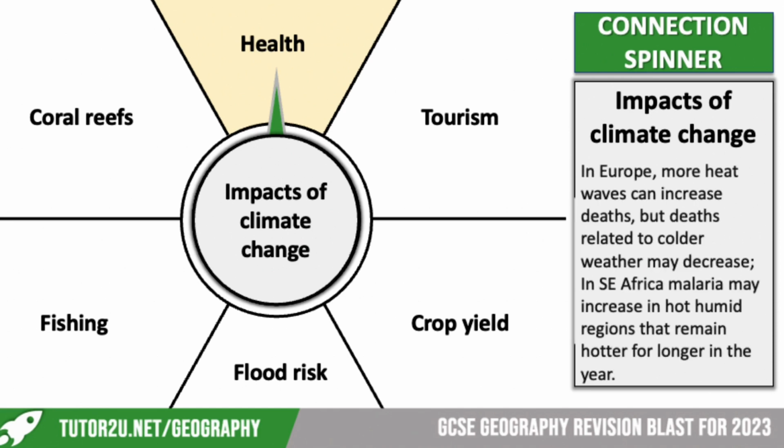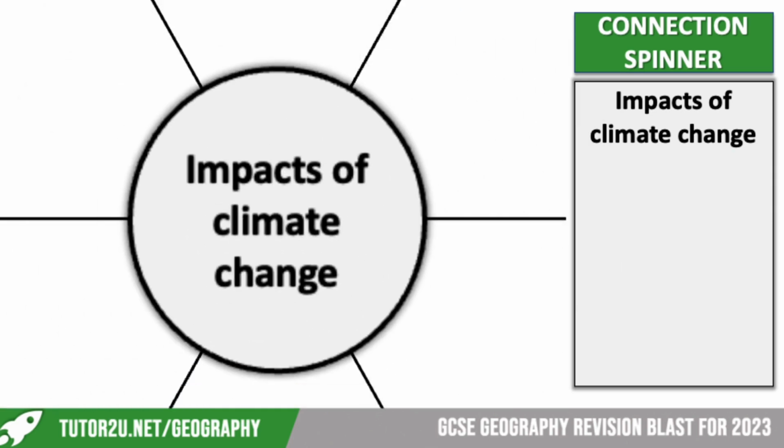Let's reveal the answer. So in Europe, more heat waves can increase deaths, but deaths related to colder weather may also decrease. In Southeast Africa, for example, malaria might increase in hot, humid regions that remain hotter for longer in the year. And there are all sorts of other impacts of climate change in terms of health that you can think about also. Okay, let's have another spin.